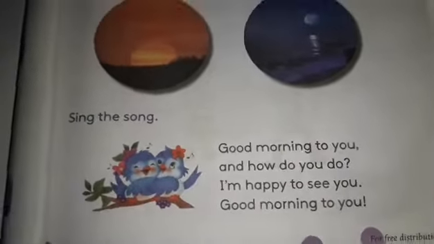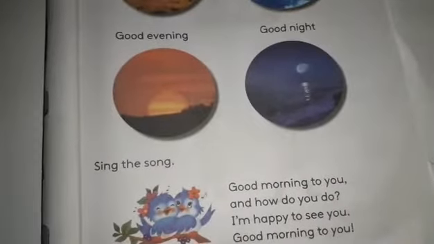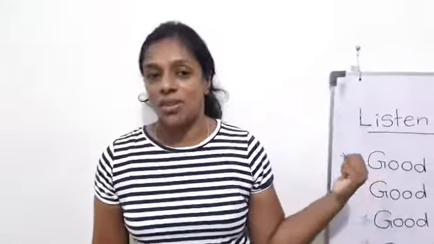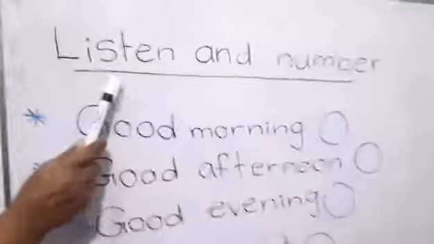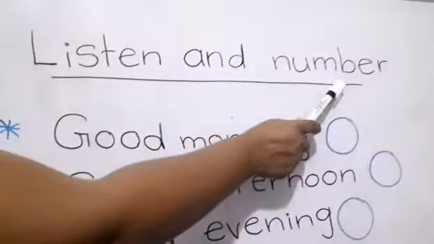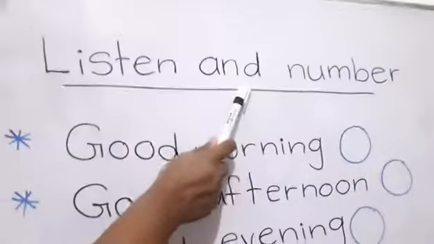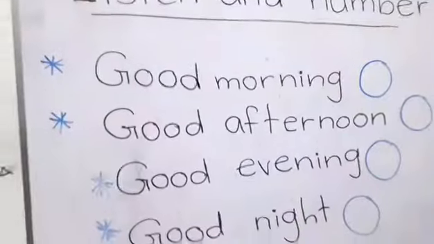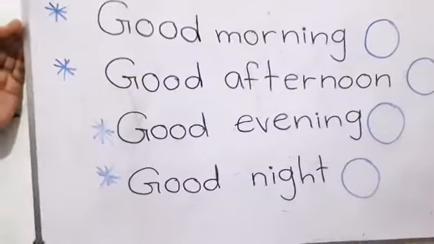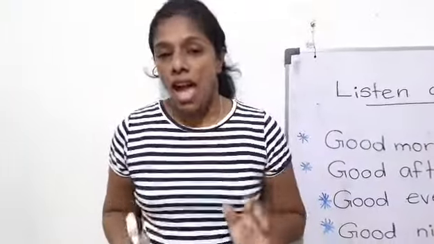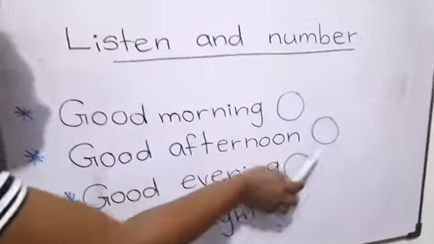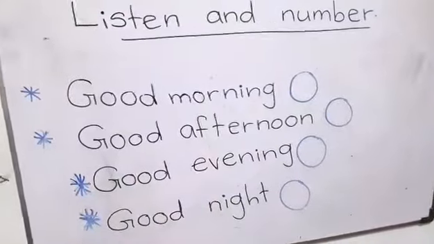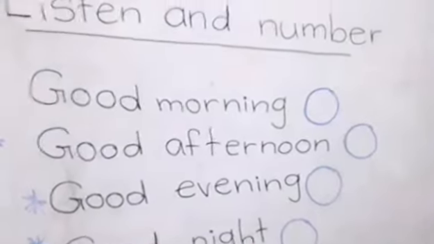Right. Okay, shall we do another extra activity? My dear children, let's see our activity now. Look at the board. Let's read the instructions. Listen and number. You can see the same greetings here that you have learned. You must listen carefully and put the number in these circles while I am reading.